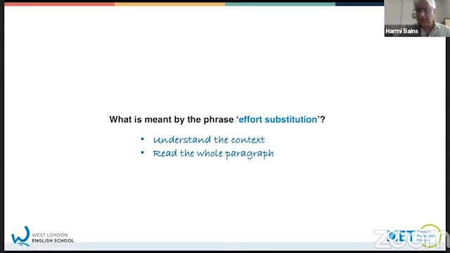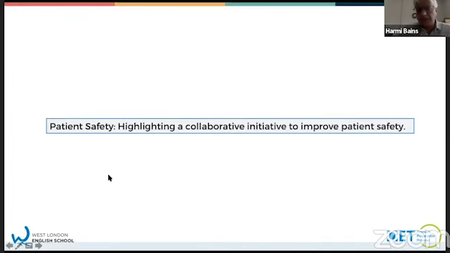And we can get the context by reading the whole paragraph, which is what we're going to have to do to get the answer. So this is the context. We're going to do this question. It talks about patient safety, highlighting a collaborative initiative to improve patient safety. So it sounds complicated, but it's not too complicated. Remember, it's really just about patient safety. You've got a collaborative initiative, so people working together, groups, teams working together on an initiative.